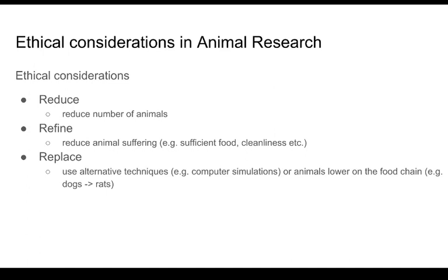Furthermore, it's also important to replace, or use alternative techniques. So, for example, if it's still possible to do the experiment on humans, then opt for human experiments instead of animal experiments, or use alternative techniques like computer simulations, or using animals lower in the food chain, like using rats instead of dogs, etc.